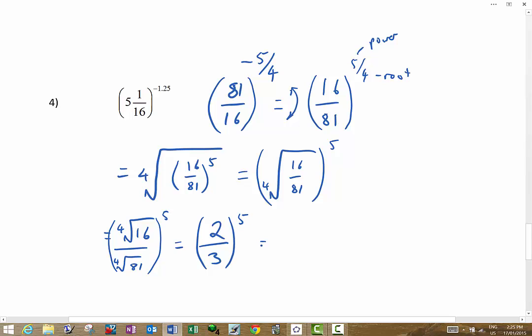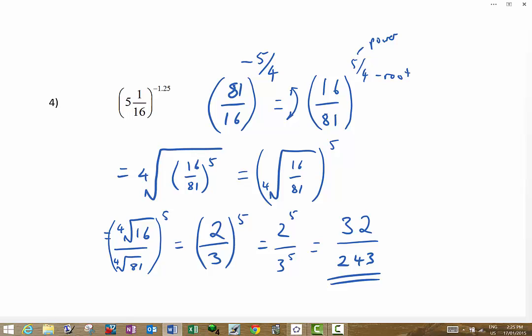So when we raise that to the power 5, that is the same as 2 to the 5 divided by 3 to the 5, and you might need a calculator, but 2 to the power 5 is 32, and 3 to the power 5 is 243. Hopefully these examples have helped clarify exactly what to do when we're dealing with evaluating numerical expressions in exponents.